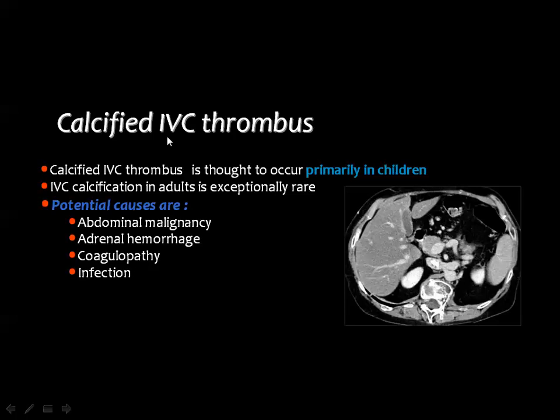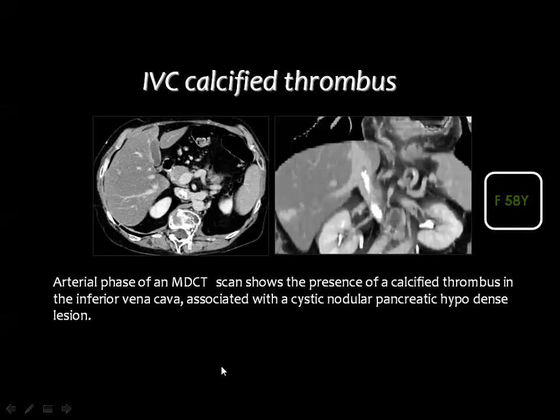Sometimes you can see this, which is the calcification of a thrombus present in the inferior vena cava, and this may be seen primarily in children. IVC calcification in adults is extremely rare according to the literature, and the potential causes include abdominal malignancies, adrenal hemorrhage, coagulopathy, and infection. This is one of the examples in an adult female patient with calcification inside the IVC, and this is due to the presence of thrombus here.